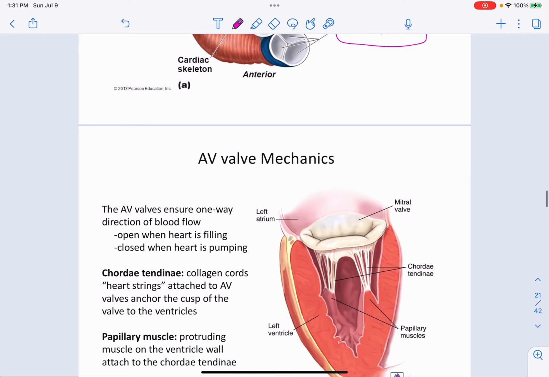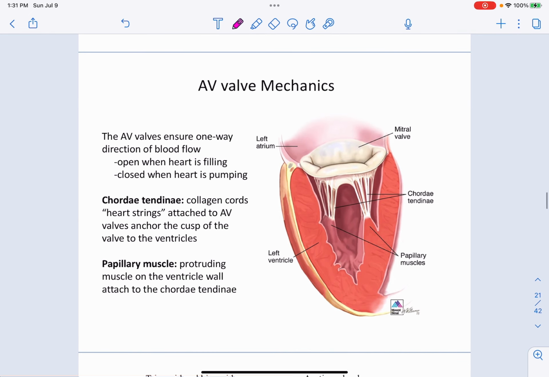All right, so let's look at the atrioventricular valve mechanics. Here is an example. We're looking at the bicuspid valve, or the mitral valve. Again, these valves are going to ensure that there is one-way flow of blood. We don't want blood flowing backwards, okay? So these valves will open when the ventricle is filling, and then they will close when the heart is getting ready to pump.